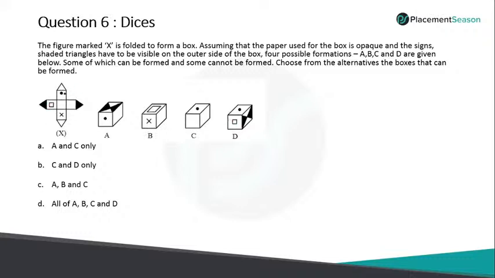So it should be vice versa. Means this side should be here and this side should be here. In that case, this formation will be right. Now A is right, B is right, C is right, D is not right. So it should be option C.